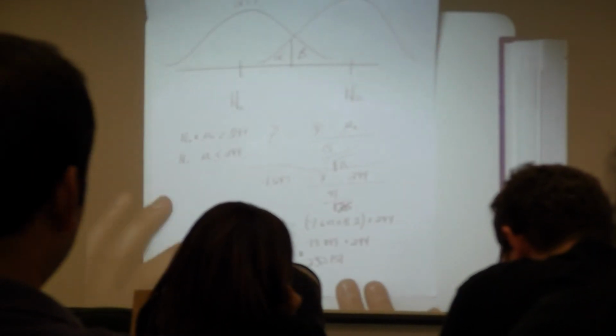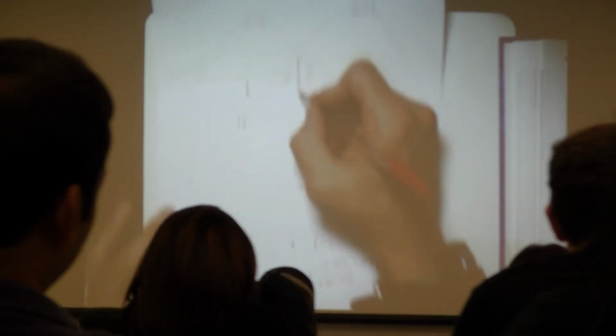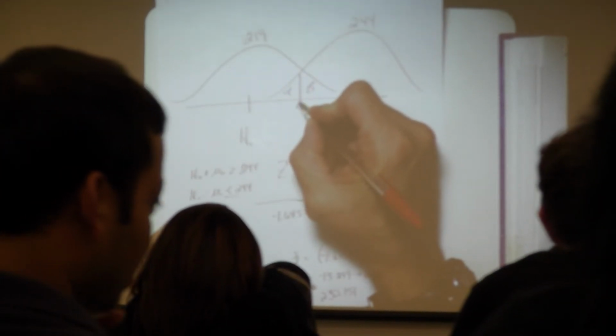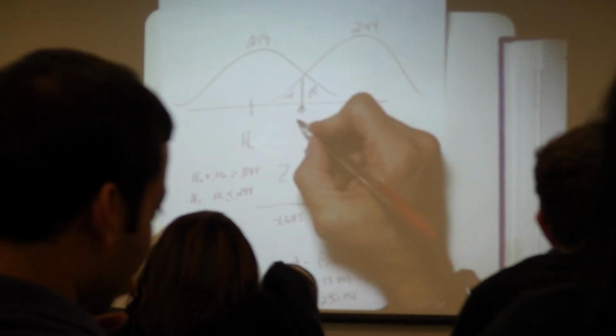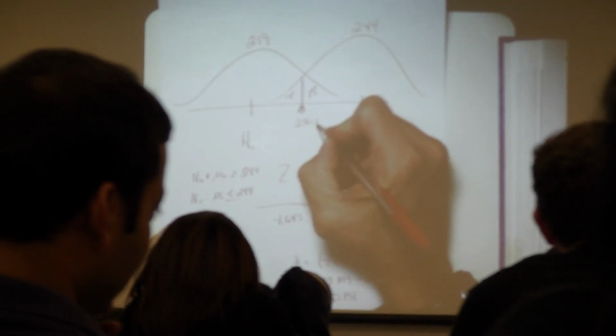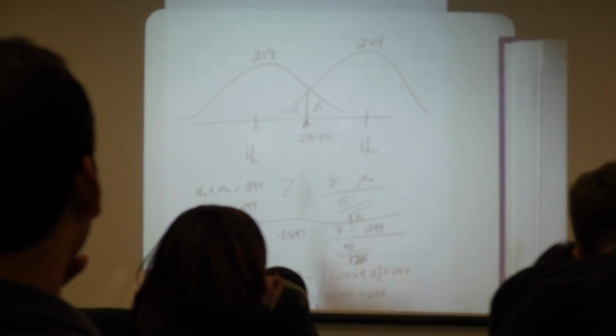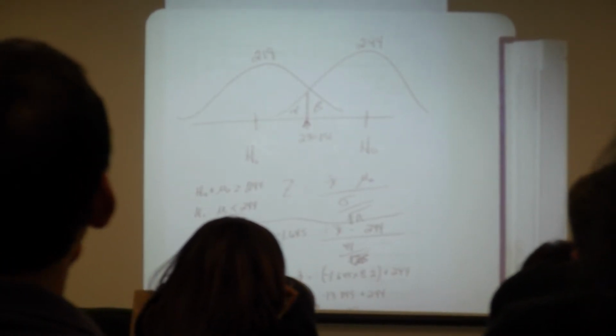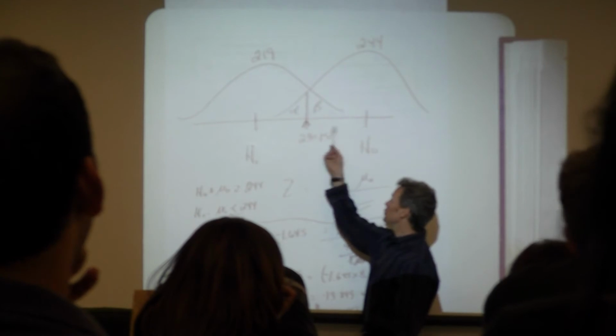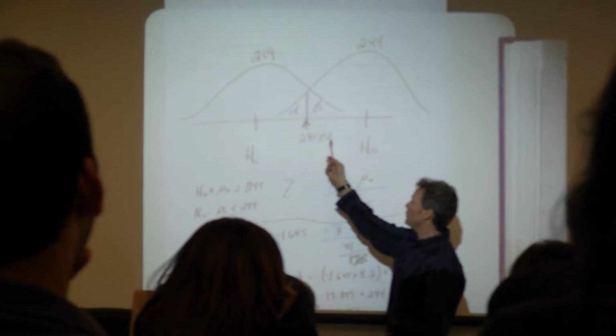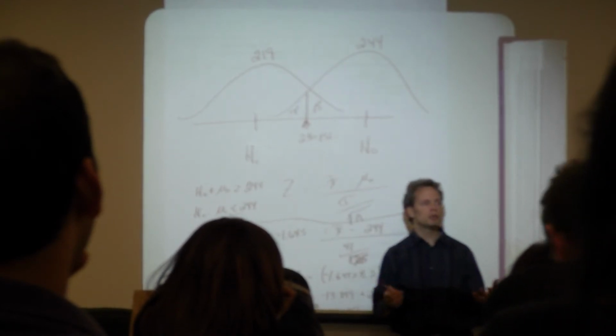That's the value, that's this value right here, and in this distribution, its value is 230.151. That's what the value is in both distributions. So this negative 1.645 in regards to the z distribution corresponds to 230.151 in the original distribution.